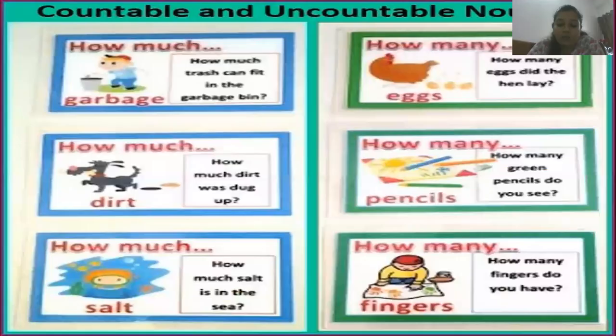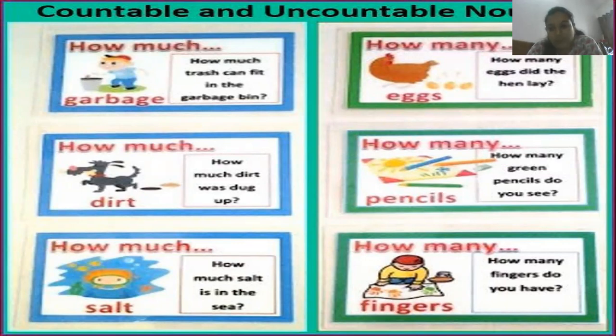Further, countable and uncountable nouns. Here, how to identify them from the sentence. Now, as I told you in the previous slide itself, that for countable nouns, adjectives like many and few are used, and for uncountable, much and little are used. So, if from the sentence we want to identify कि कौन सा noun uncountable है, then we have to ask questions like how much. How much trash can fit in the garbage bin?